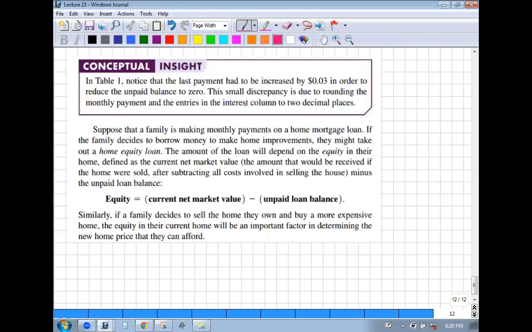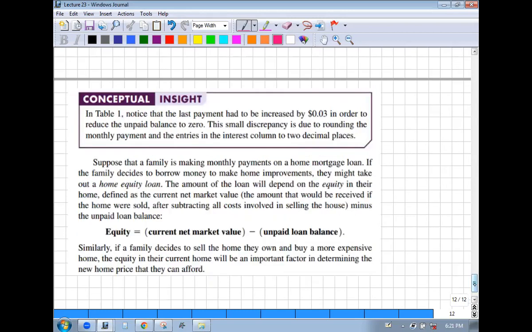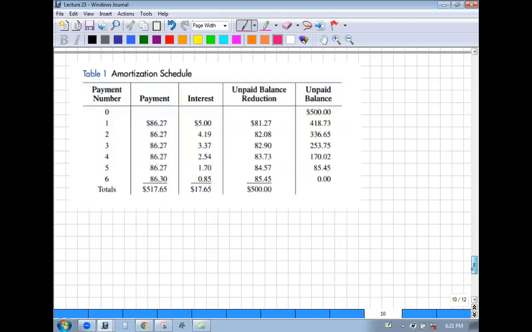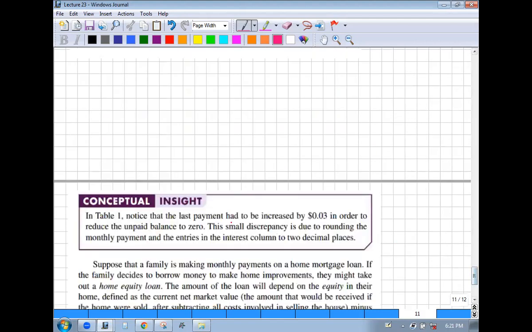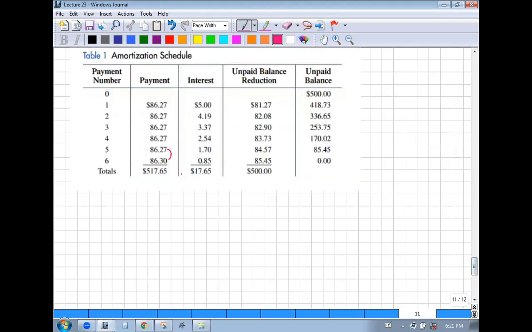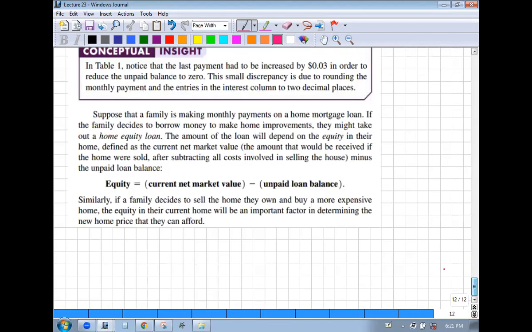In Table 1, notice that the last payment had increased by 3 cents in order to reduce the unpaid balance to 0. What increase? What are we talking about? The last payment had to be increased. Okay, so the payments from here to here, they increased it 3 cents. So the unpaid balance would be 0. Otherwise you'd have 3 cents on there for another month, and you pay 1% on that, right? So apparently whenever you get real close, they'll change your last payment.